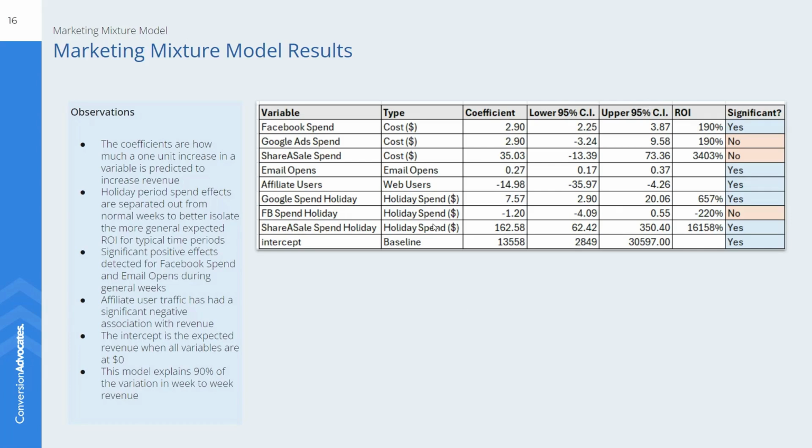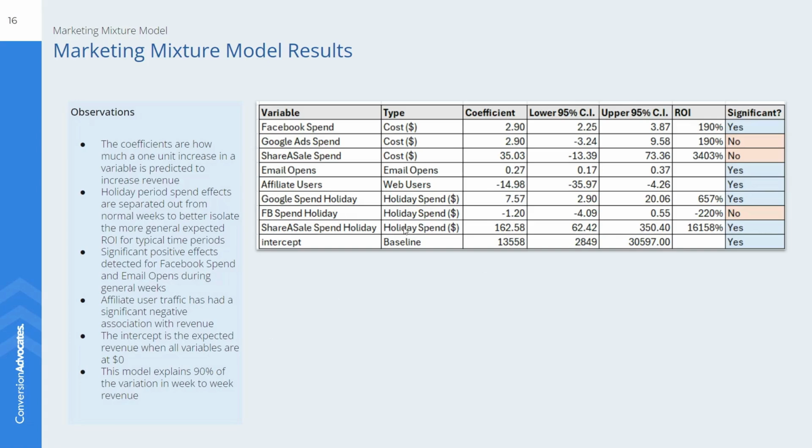In this model, we separated out the holiday effects from normal weeks. One reason is to see how differently your return on investment might be during holidays. But really, this was done because Google spend was only during this major holiday for the client. So it would make it look like their ROI was huge, but really that was because it was during this holiday time period. But if you consider it not during a holiday time period, then it's quite even with Facebook.